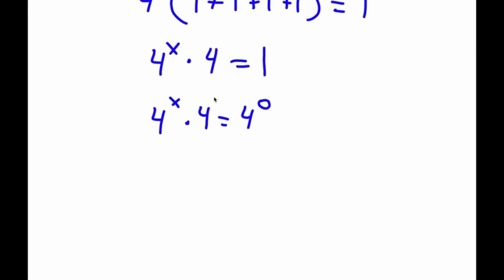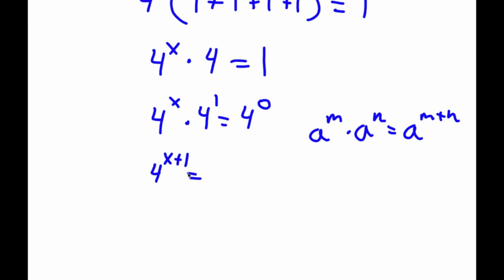Now 4 is the same thing as 4 to the power of 1. And if I have something in the form a to the power of m times a to the power of n, this is equal to a to the power of m plus n. So now 4 to the power of x times 4 to the power of 1 is going to equal 4 to the power of x plus 1. And now I have this is equal to 4 to the power of 0.